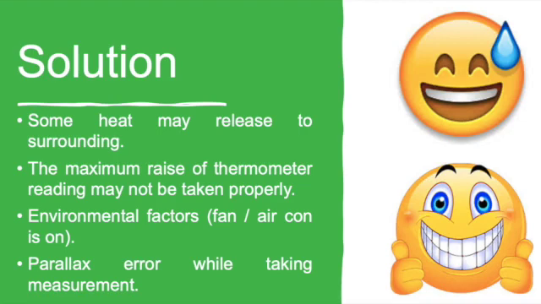Thank you for some of the feedback to me. Actually, there are some problems that cause heat loss to the environment. Sometimes students may not observe the maximum rise of the thermometer reading properly, or there might be environmental factors like the aircon or the fan while the experiment is going on, and even parallax error while taking the measurement. Now I feel better. I thought I made a big mistake in calculating the value. Thank you for your help.